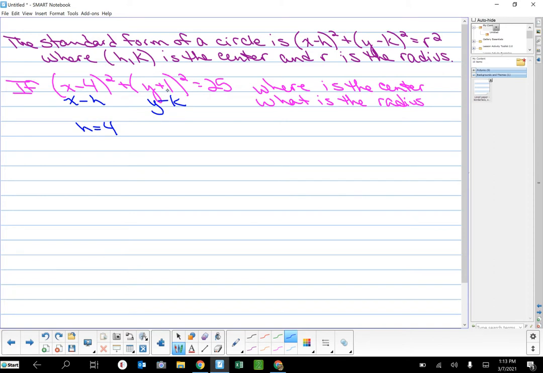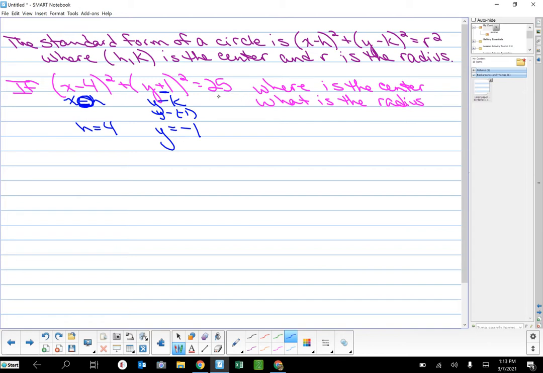So y has to equal a negative 1, right? Because y minus a negative 1 would make this a y plus 1. So these are actually opposite the sign that's there, if that makes sense. Because the formula is a negative, right? H is just the 4. And because this formula is a negative, then the k is actually a negative 1. So they look like they're opposite the values that are there.